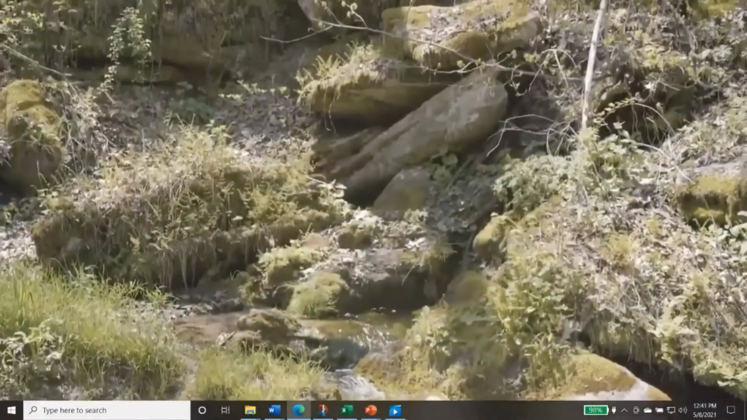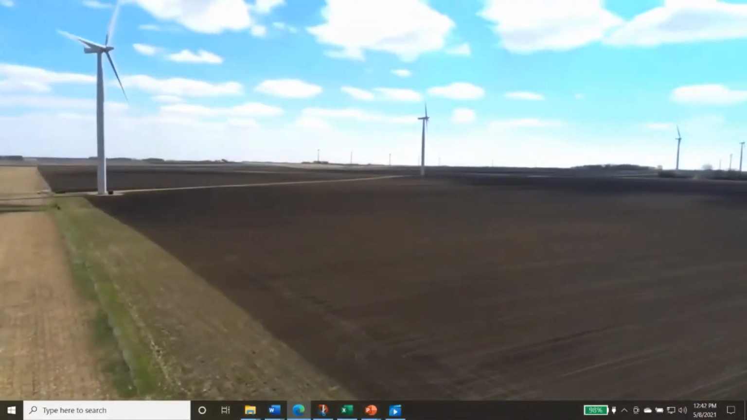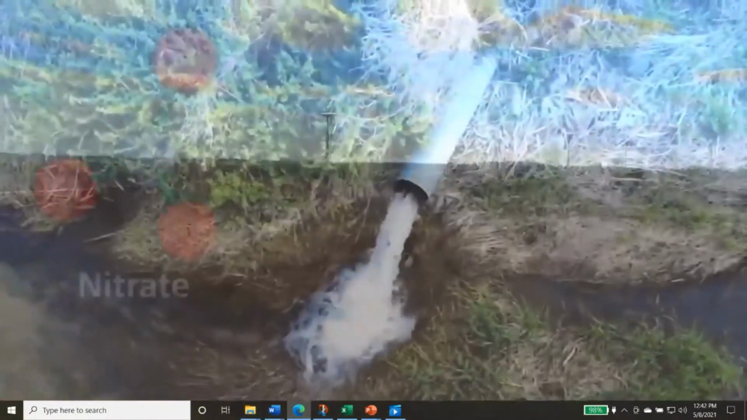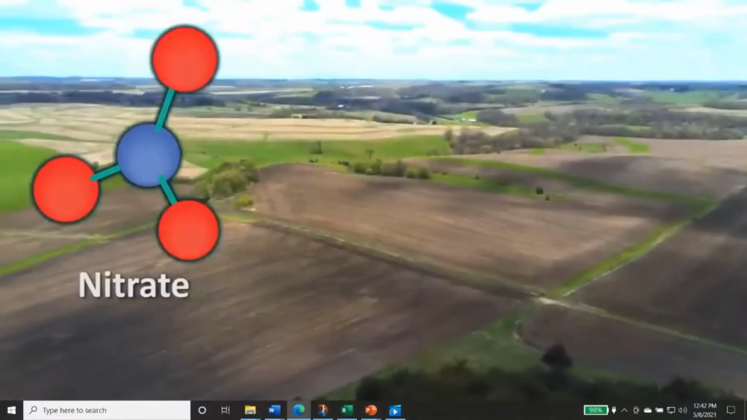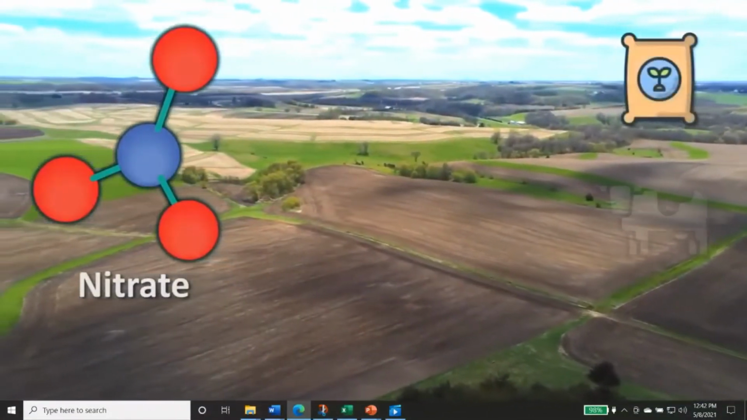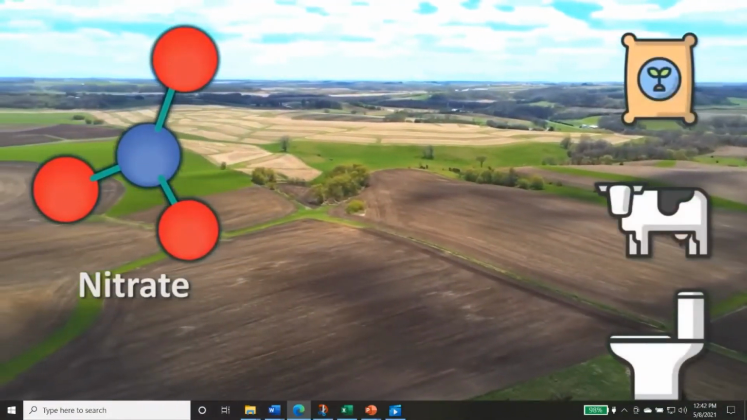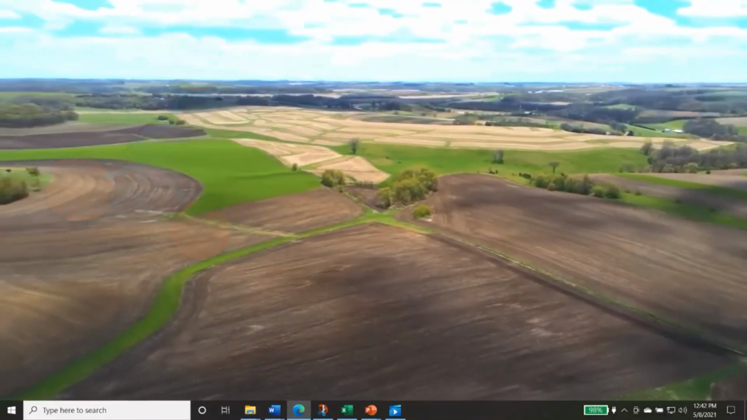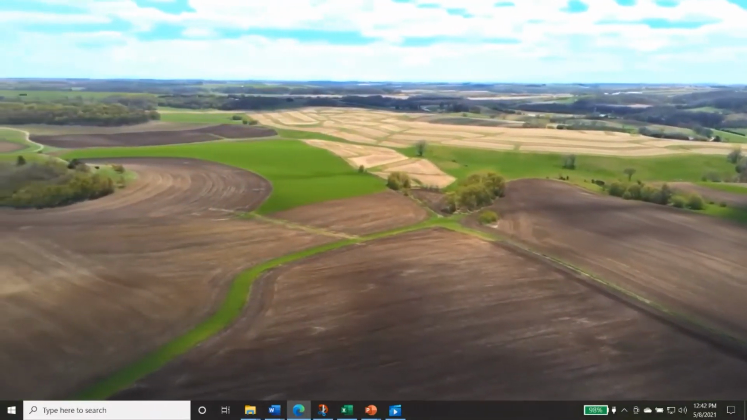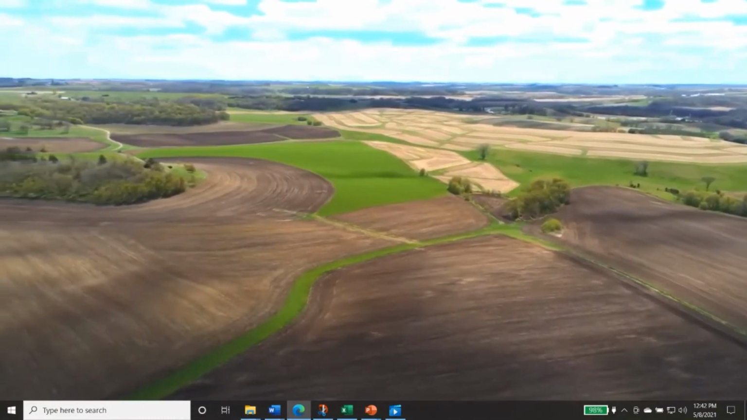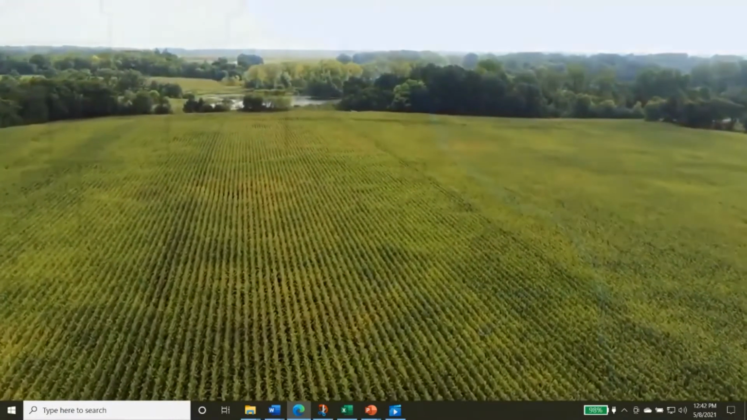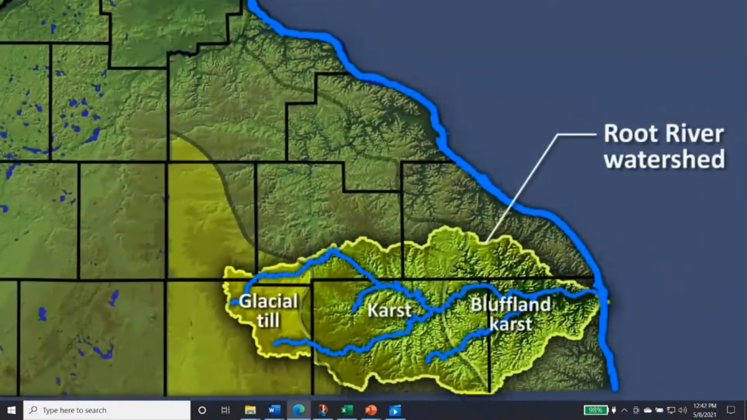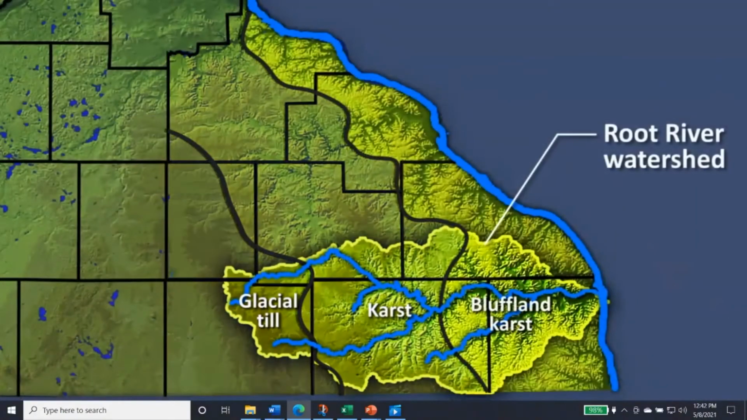One of the most mobile contaminants found in Minnesota groundwater is a form of nitrogen called nitrate. Although nitrate is an essential nutrient, excess sources primarily come from fertilizer, animal manure, and human waste. In southeast Minnesota, where the landscape is less populated, nitrate largely comes from cultivated cropland. Let's examine how nitrate can move into drinking water and surface water across 3 unique landscapes in southeast Minnesota.